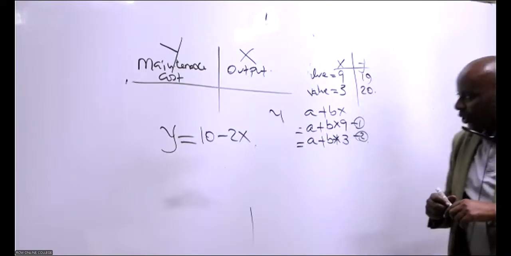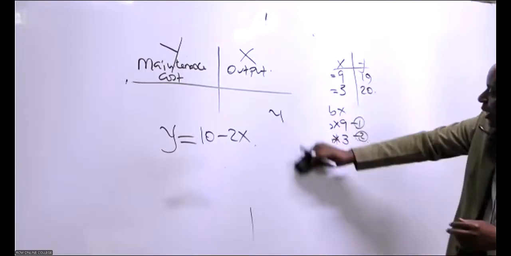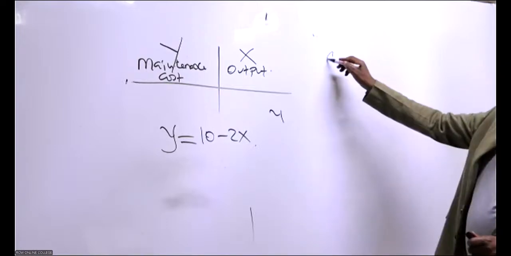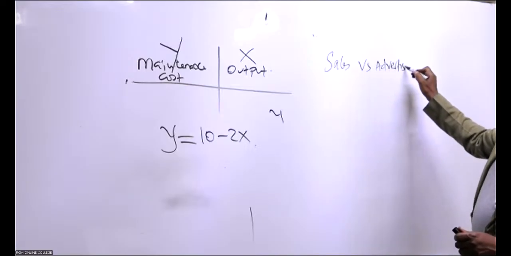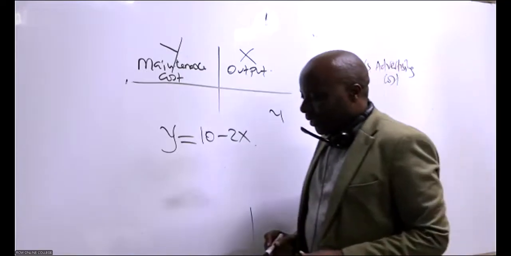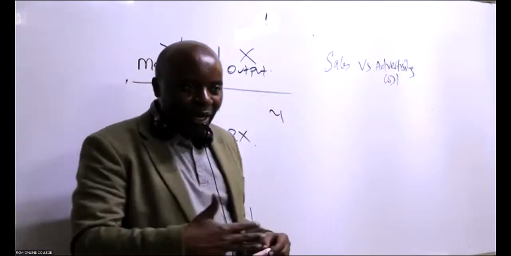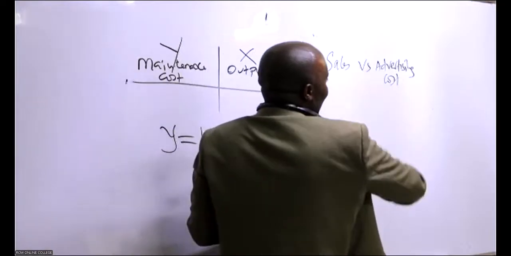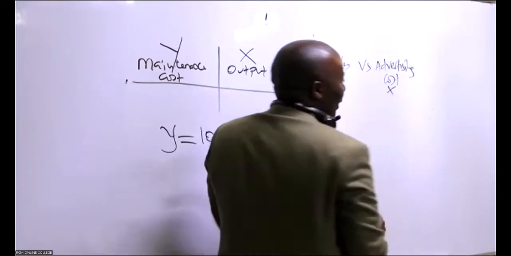Now, let me ask you another question. What if I had two variables like this? Sales versus advertising cost. Will you tell me that cost always goes to the Y without reasoning? Which one do you think will go to the Y between the two? Which one depends on the other? Sales depends on how much we advertise. So the dependent always goes to the Y. This one here goes to X.